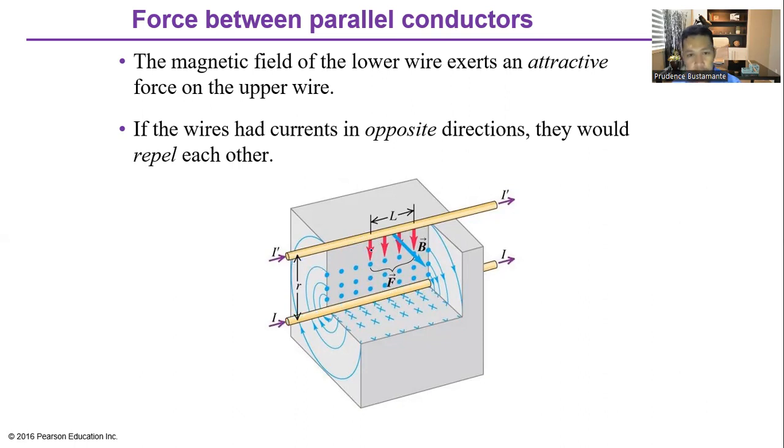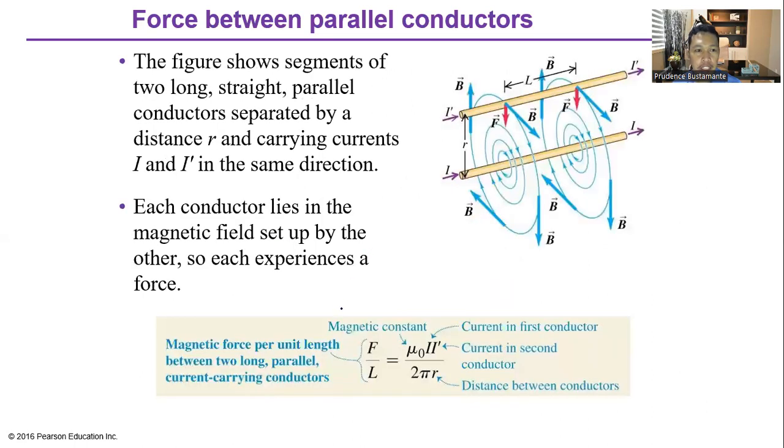So how do we find this one? Okay. The figure shows segments of two long straight parallel conductors separated by a distance r and carrying currents I and I prime, in the same direction. Each conductor lies in the magnetic field set up by the other, so each experiences a force.